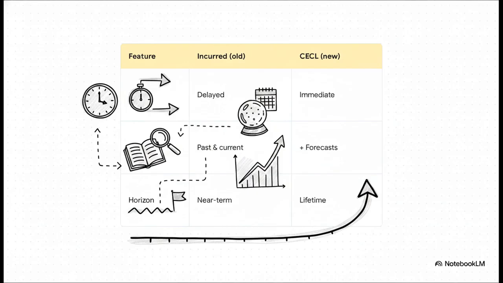Plus, where the old model only let you look at past events and current conditions, CECL requires you to look at historical data, current conditions, and reasonable and supportable forecasts. You actually have to look forward now. And finally, notice how the time horizon shifts. It goes from just near-term, currently estimable losses to the lifetime expected credit losses over the full remaining life of the asset.